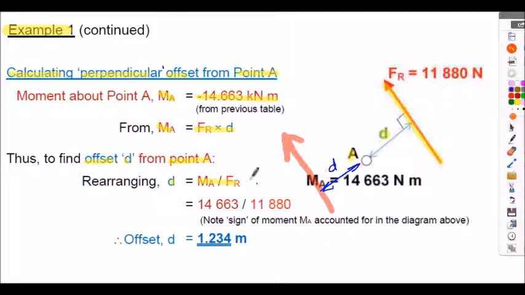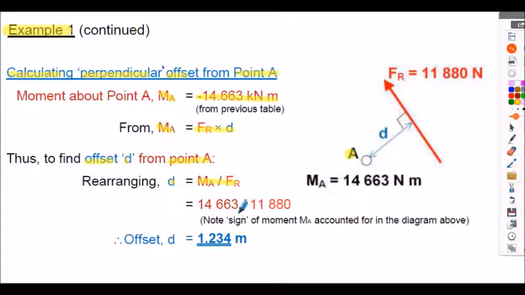But in our table, we know we have a negative moment about A. So when you consider the senses here, if I put the FR in this position about point A, that would have a clockwise sense, whereas this position of FR here about point A has an anti-clockwise sense. So that's the reason why the force was placed in this position, because I must generate a moment of magnitude 14.663 kilonewton meters, but it must be anti-clockwise about A.